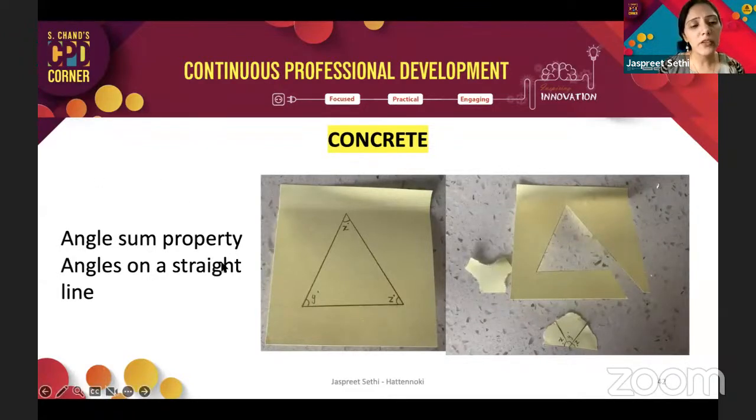So here is me trying to show the angle sum property, the relationship of the angle sum property with angles on a straight line. So if I make a triangle and I actually mark X, Y, and Z or any other letters, and then I take my scissor and cut along these sides and then tear along these angles and then rearrange those angles, I'll be able to see that that also forms a straight line, which is 180 degrees, and how the angles of a triangle also add up to 180 degrees.